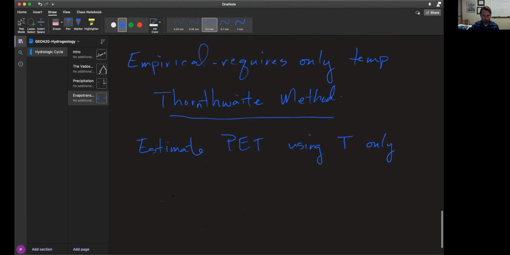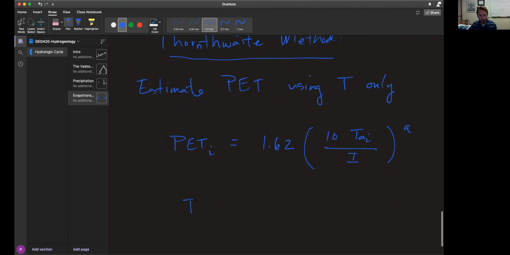And the Thornthwaite equation goes like this: the PET, all right, for a month, is given by 1.62 times 10 TAI over I, to the power A. All right, and this PET is the average PET for a month, in units of centimeters per month.